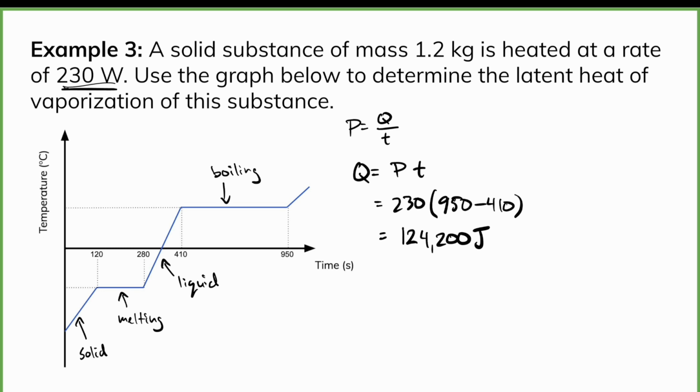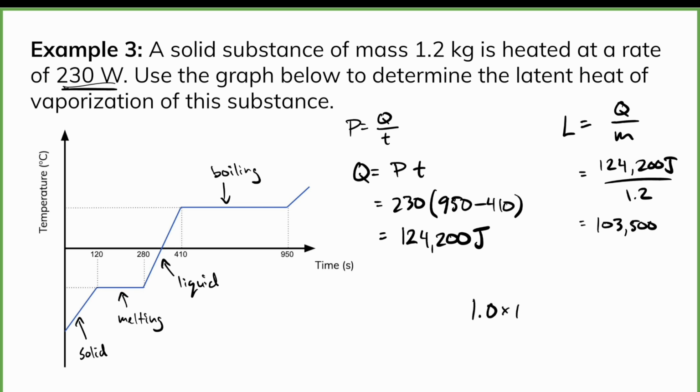And now we're looking for the specific latent heat of vaporization. So that's going to be rearranging that equation. We get L is equal to Q over m. So that's going to be 124,200 joules over 1.2 kilos. So that gives us a specific latent heat of vaporization of 103,500 joules per kilogram. And we'll do that to 2 sig figs. So we'll say 1.0 times 10 to the 5 joules per kilogram. So that's what our L is equal to.